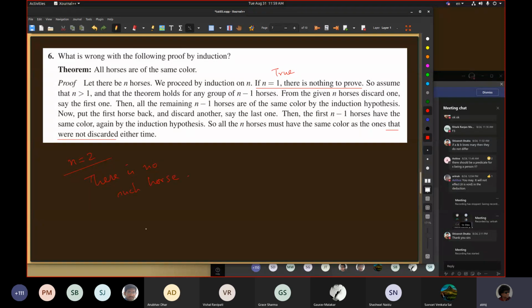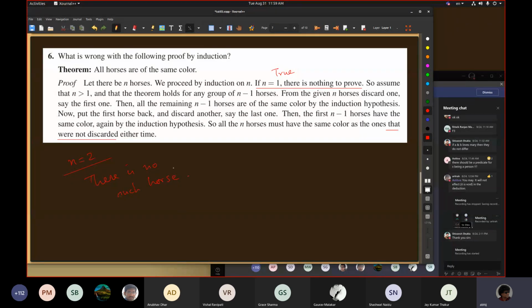Sir, if we take n equal to 2, then the theorem says that the remaining n minus 1 horses are of same color. So from there we can conclude that both the horse groups are of same color, but it does not state anywhere that both the horses are the same color. Yeah, so that's the problem.